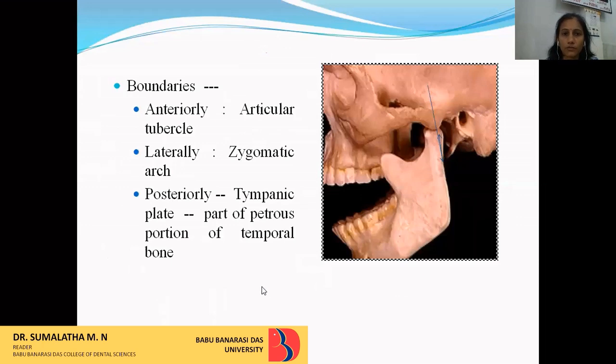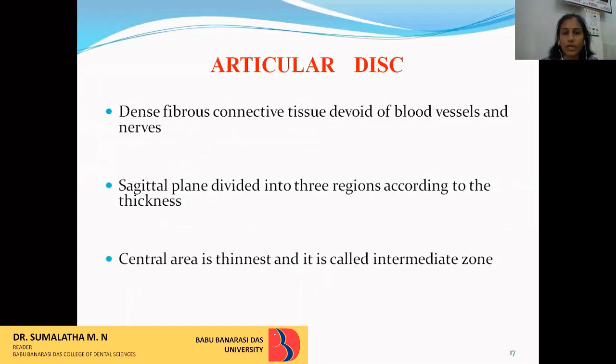Coming to the boundaries of the glenoid fossa, anteriorly it's bounded by the articular tubercle, laterally by the zygomatic arch, and posteriorly by the tympanic plate, which is a part of the petrous portion of the temporal bone. So next soft tissue component, there is the articular disc. It's a dense fibrous connective tissue which is devoid of blood vessels and nerves.